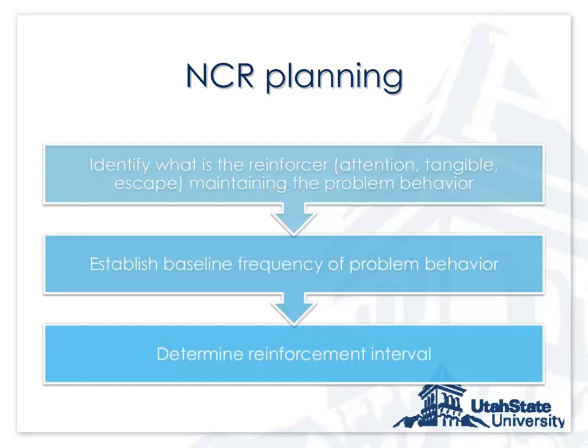To successfully implement non-contingent reinforcement, you will first need to identify the reinforcer that is maintaining the problem behavior. Next, you will need to determine the reinforcement interval. In order to be effective, the initial rate of access to the reinforcer during the intervention should be dense. That is, it should happen more frequently than when the individual engages in problem behavior.